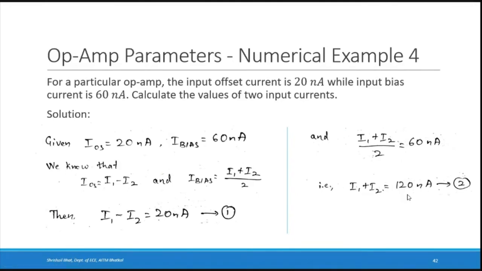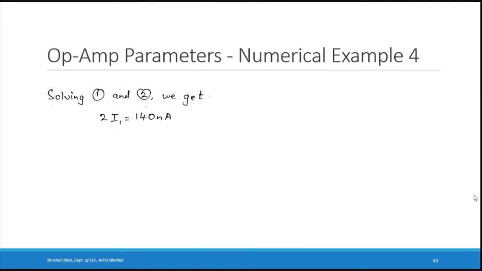If you just solve them, add these two equations, what do you get? You get 2I1, and minus I2 plus I2 will get cancelled. 20 plus 120 will be 140. So 2I1 will be equal to 140 nanoamps. So what is the value of I1? I1 will be 140 divided by 2, that is 70 nanoamps.